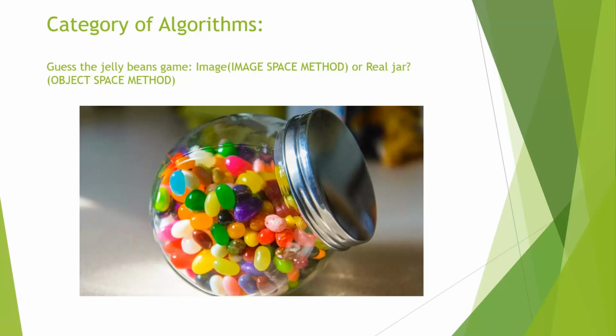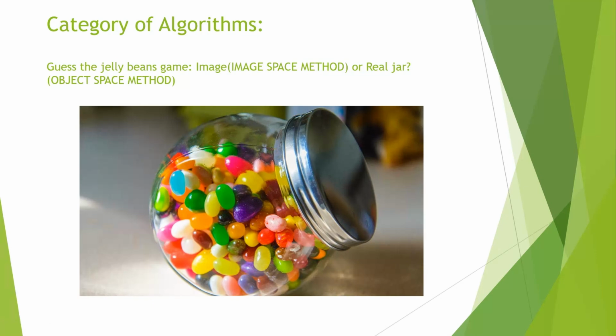In order to make such digital images, there are several algorithms designed so far. They are broadly categorized into two categories, namely image space method and object space method.